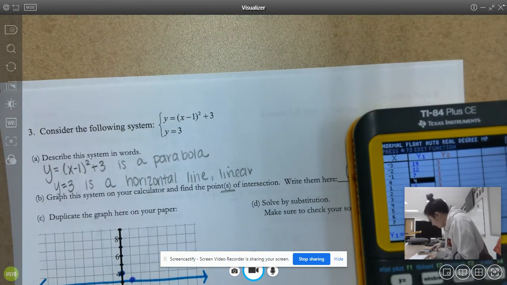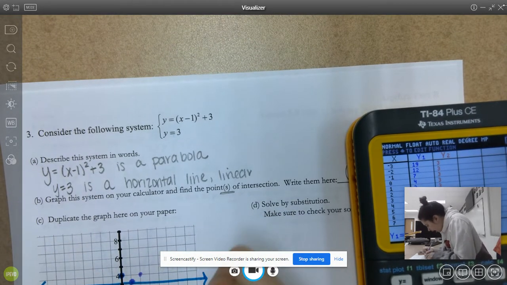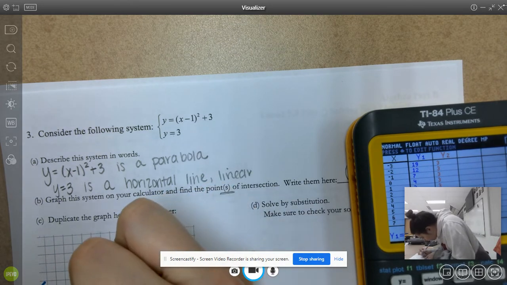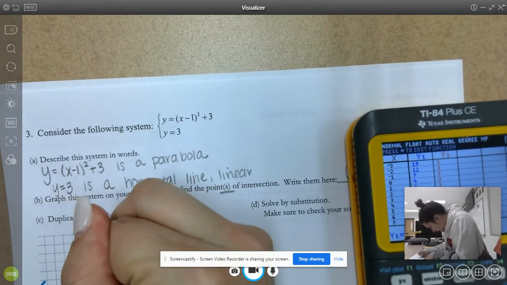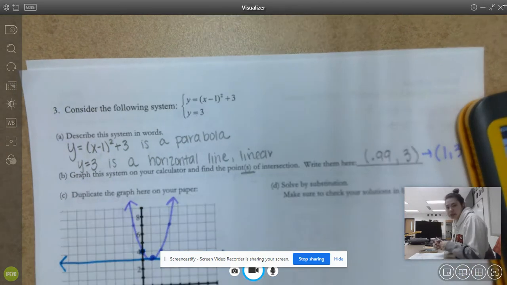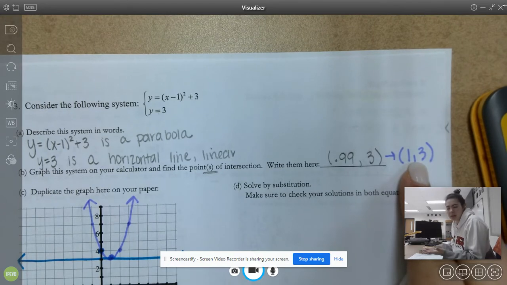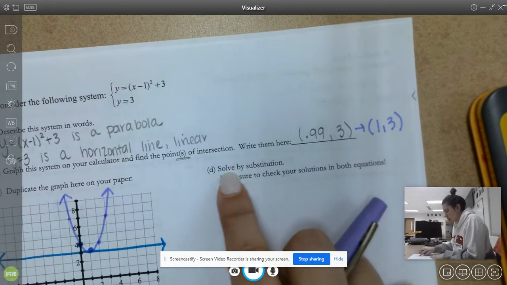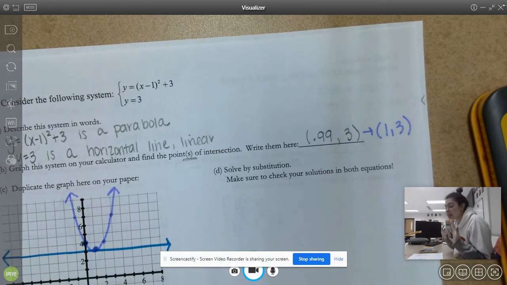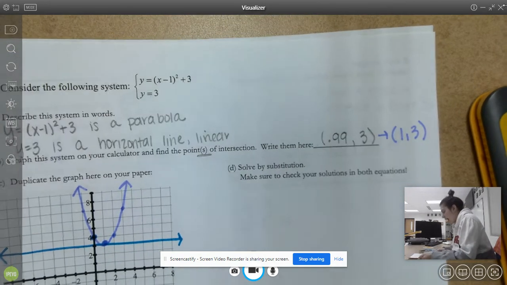We can definitely keep our eye on that. Then 2, comma 4, 3, comma 7, and I think we have a good picture of this parabola, so we can sketch it. Our calculator gave us the intersection point of 0.99, comma 3, and in our table function it showed up as 1, comma 3. One way we can quickly make sure our algebra is correct is by using substitution.